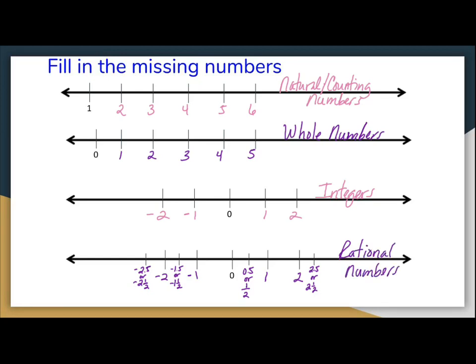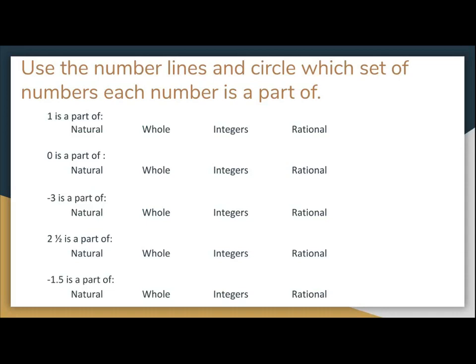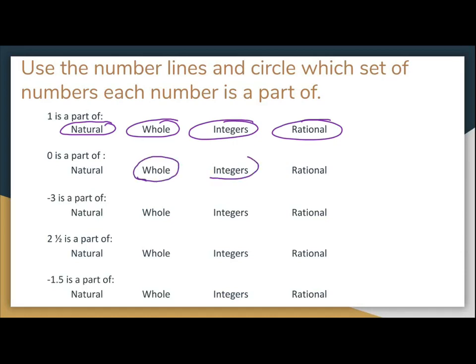Let's look at some better definitions of what those numbers really are. First, we're going to look at some number lines to kind of get a feel for these. Number 1, if you look back at those number lines, is a part of natural numbers, it's a part of whole numbers, it's a part of integers, and it's a part of rational numbers, because we see that number 1 would be represented on all of those number lines. 0, on the other hand, was not a part of the natural numbers. It was only on the number line starting with whole numbers, and then on integers as well as rational.